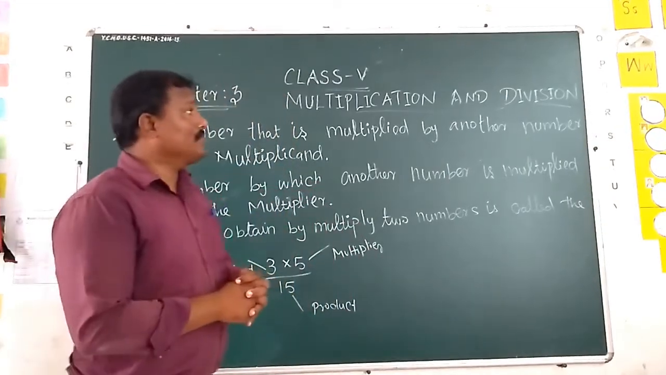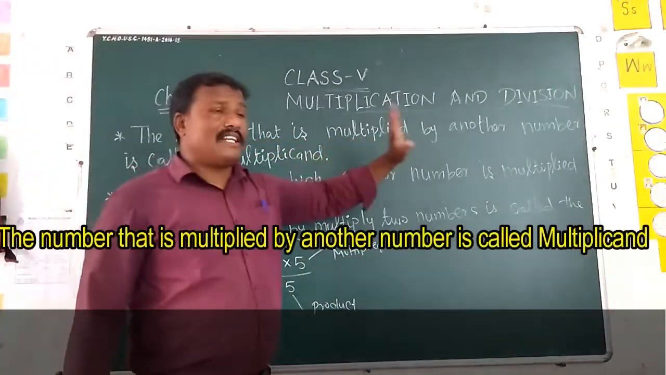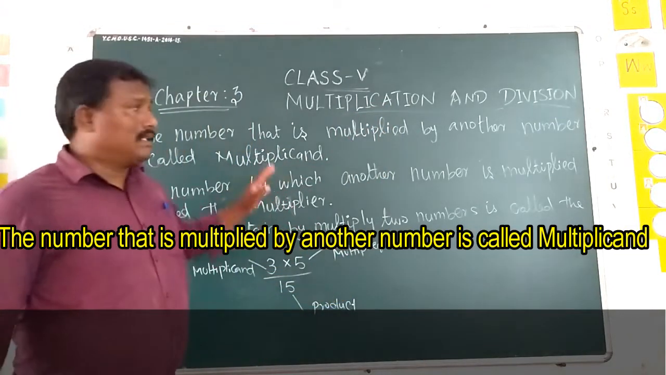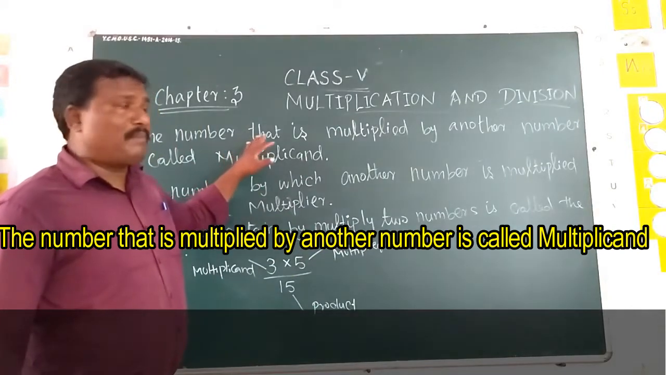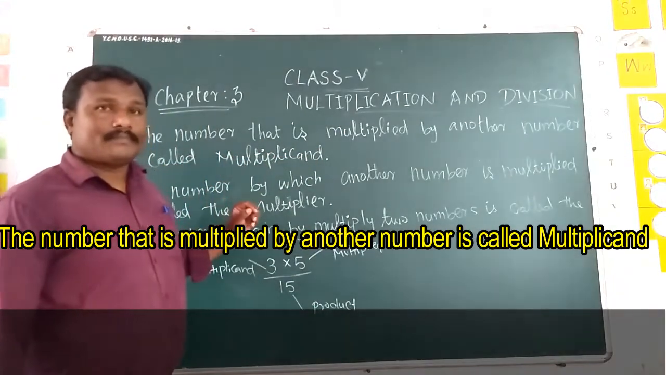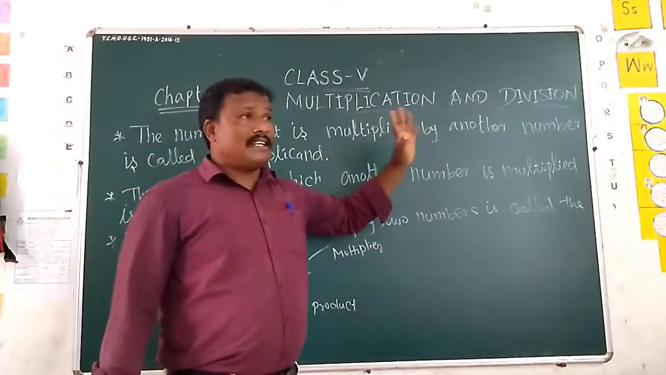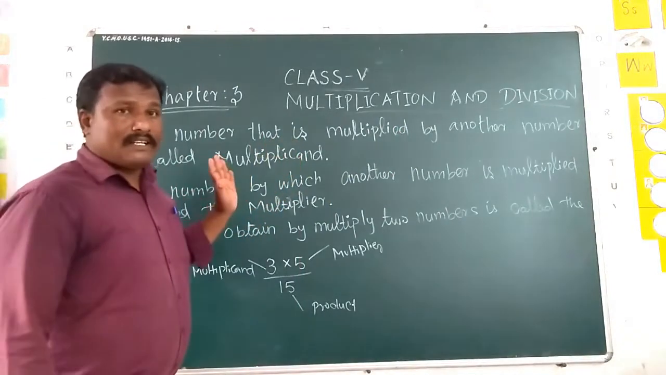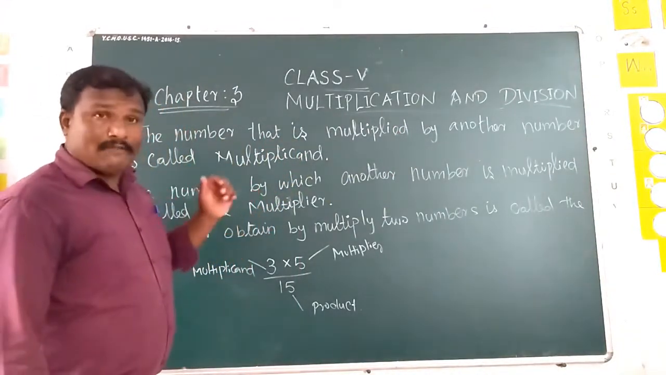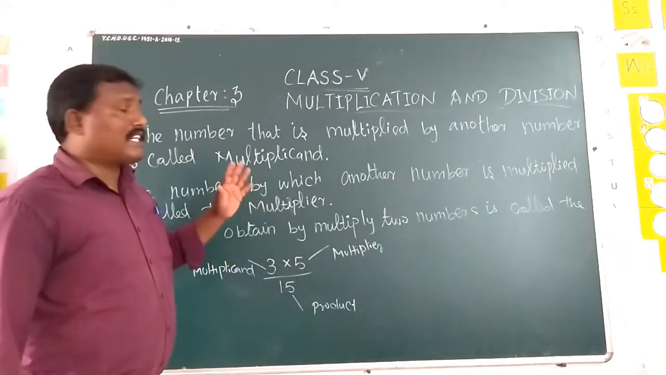First one, the number that is multiplied by another number. It's an important one. The number that is multiplied by another number is called the multiplicand. It's an important one for more questions. Fill in the blanks or choose the best answer. This kind of question will come.